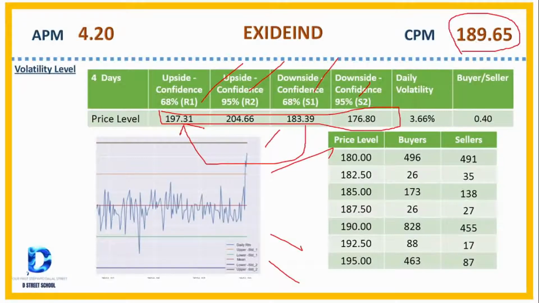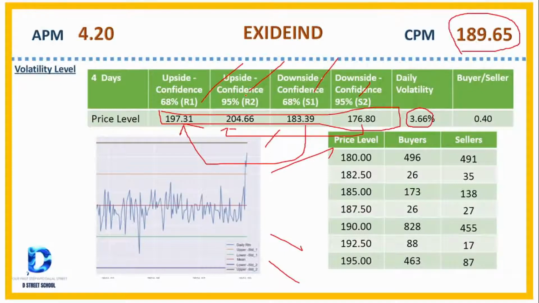If you don't want to take a chance and want to increase your confidence level, you can opt for standard deviation 2. With standard deviation 2, I can tell you with 95% confidence that EXIDE India will trade between 176 and 204 rupees. There is a very small chance that EXIDE India might trade outside of that range. This is how we interpret this data. I also expressed it as a percentage: the 4-day historical volatility of EXIDE India would be 3.66%.